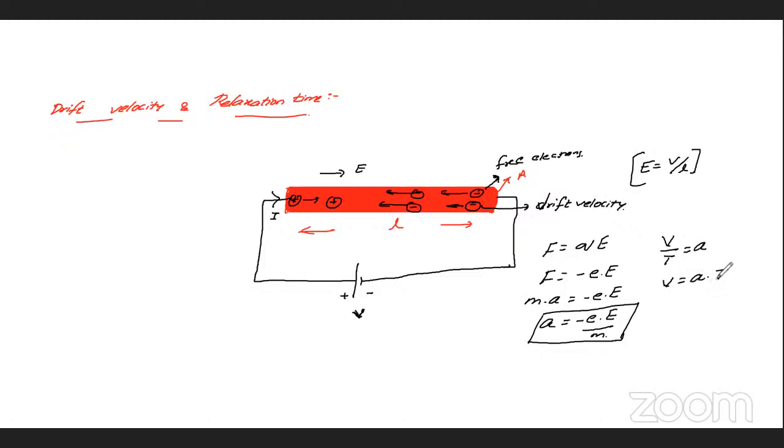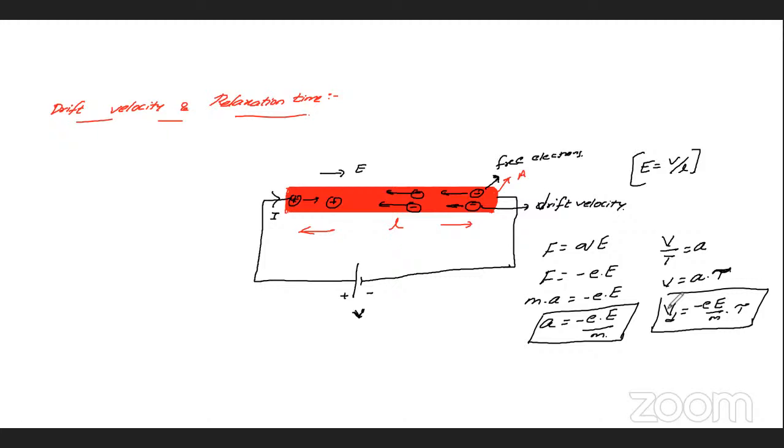This time is nothing but the time between successive collisions. This is your relaxation time, tau. So drift velocity Vd is equal to acceleration, minus eE divided by m, into tau. This is your drift velocity with which the electrons are traveling here. Now we discussed this on a single particle basis; for the number of particles, we multiply by n.